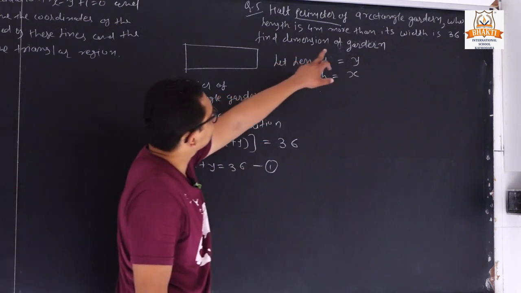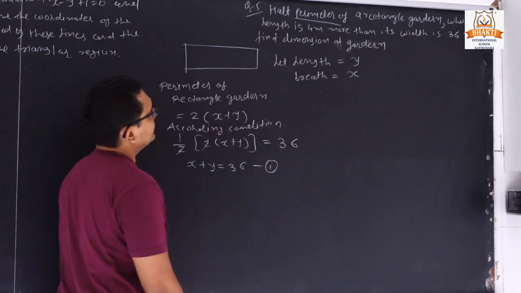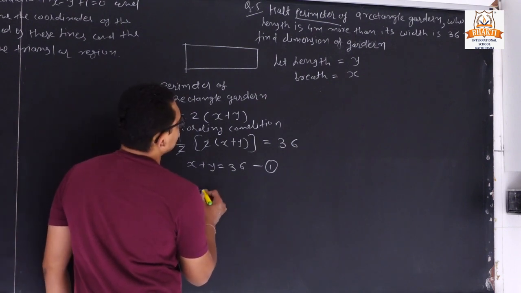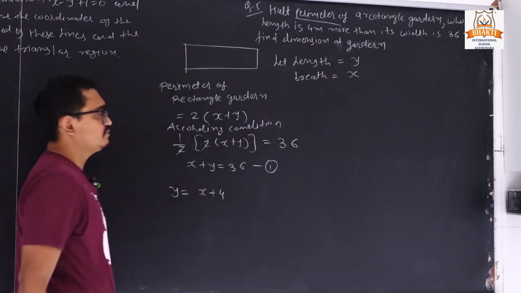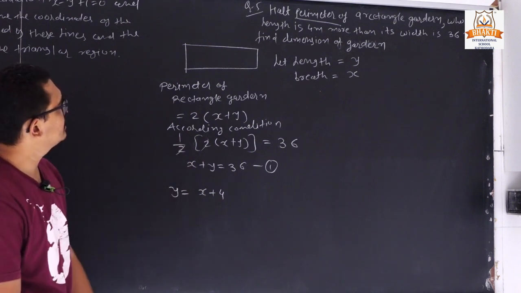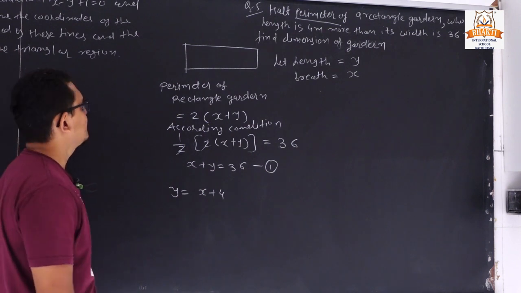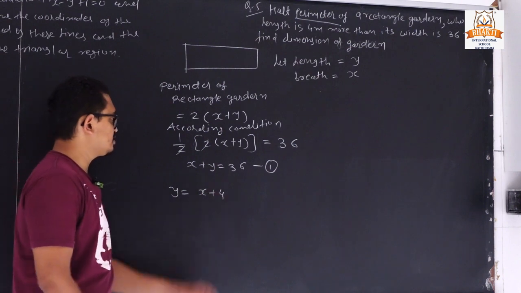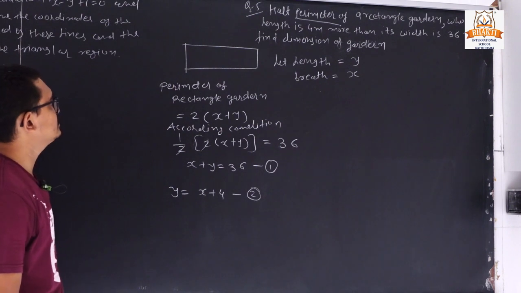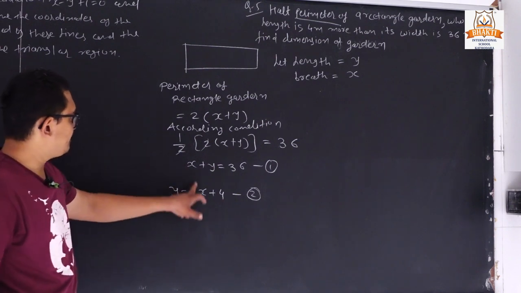Now see that length is 4 more than its width. So it means what? y is equal to what? x + 4, because length is 4 more than its width. So y = x + 4 is our equation number 2. Clear? Next, now you can find its solution.